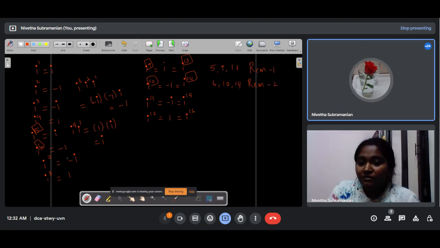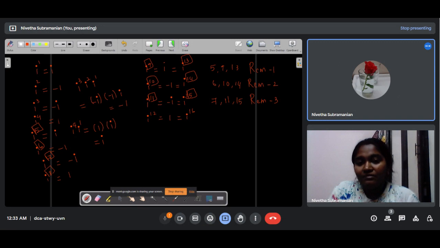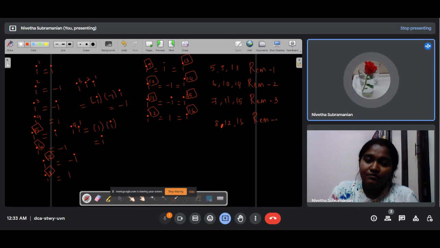Okay. So next, for 7, 11, and 15, when I divide them by 4, I will get the remainder as 3. And for these three numbers, I am getting the same value as minus i. And for 8, 12, 16, the remainder is 0.